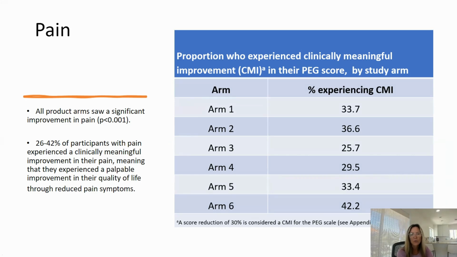Also, pain, which when we make claims, we know we can't say pain. We more consider it discomfort, but all product arms saw a significant improvement in the pain scale. So 26 to 42% of our participants that had at least a minimal level of pain going in experienced a clinically meaningful improvement in their pain. So they experienced a palpable improvement in their quality of life as related to pain.